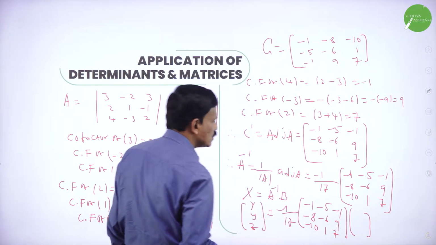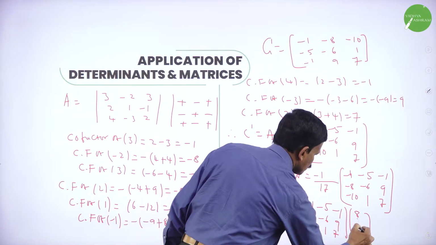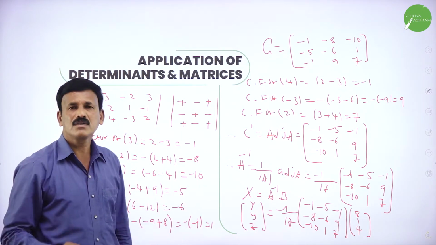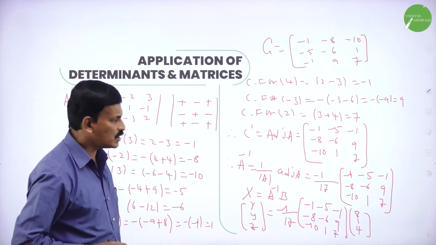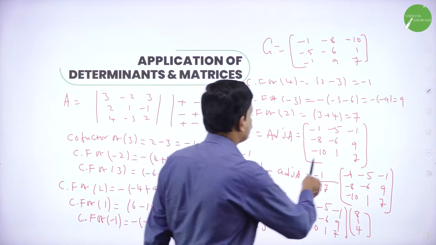What is D? D from the previous one is 8, 1, 4. So if I solve this, I will get the value of x, y and z. This is the method. Let me see what is the answer we are going to get. Hope you understood this. Now let me rub this part.